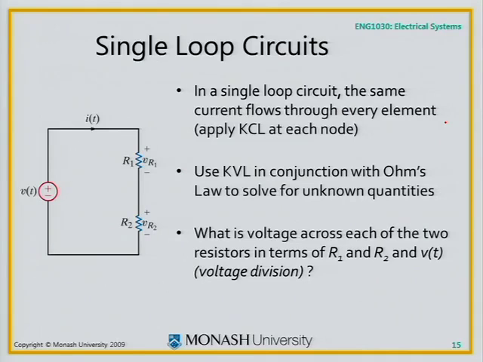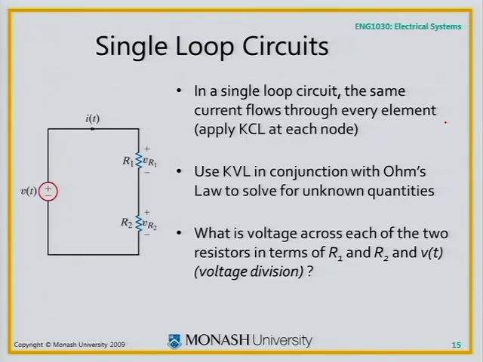Single loop circuits are nice and easy to analyse. Why are single loop circuits easy to analyse? The same current, someone yelled out. The same current is in every element. Apply Kirchhoff's current law at any point: I in is I out. The current through every element is the same. That's what makes single loop circuits nice and easy to analyse.